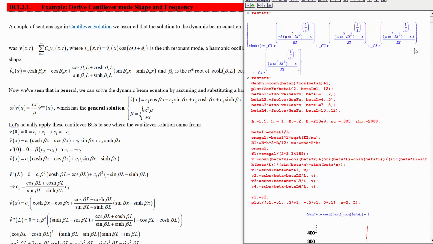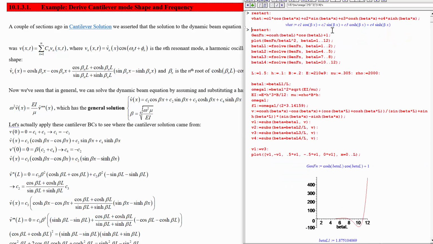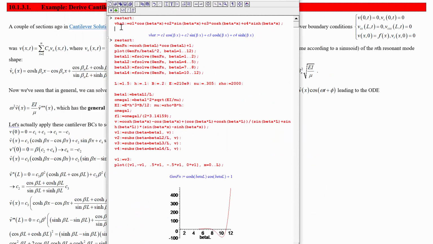Rather than doing this, we're going to just start with the v hat already put in the nice form, which is c1 times cos beta times x plus c2 times sine of beta times x plus c3 times cosh beta times x plus c4 times sinh of beta times x. So we're going to say that this is what our v hat is, which is a simplification of that more general form where beta is defined as the 4th root of this thing that depends on the parameters. Now we're set up for success, so we can apply the cantilever boundary conditions. Cantilever boundary conditions say that at x equals 0, we have 0.